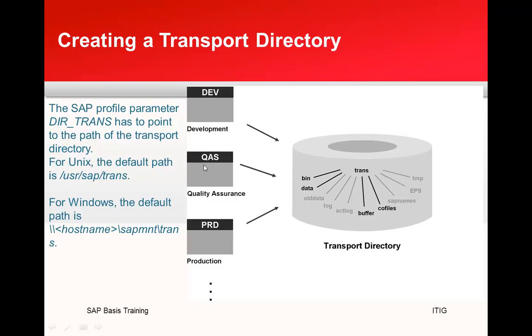Now here you can see your dev system, quality system, and the production system, and you can have multiple other systems as well, but for simplicity I have just taken these three systems. This is your transport directory. It's a central transport directory for all these systems which are part of the domain. In this trans folder there is a bin folder and a data folder, with old data, log file, act log, buffer, and co files. The key things I wanted to highlight are the data file, the co files, and the buffer, and there are other directories like EPSIN and a temp folder.